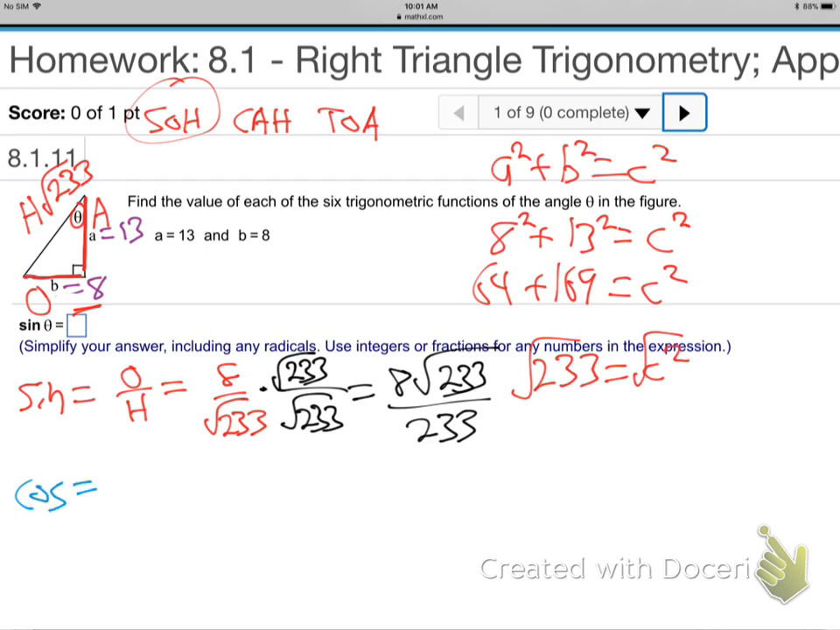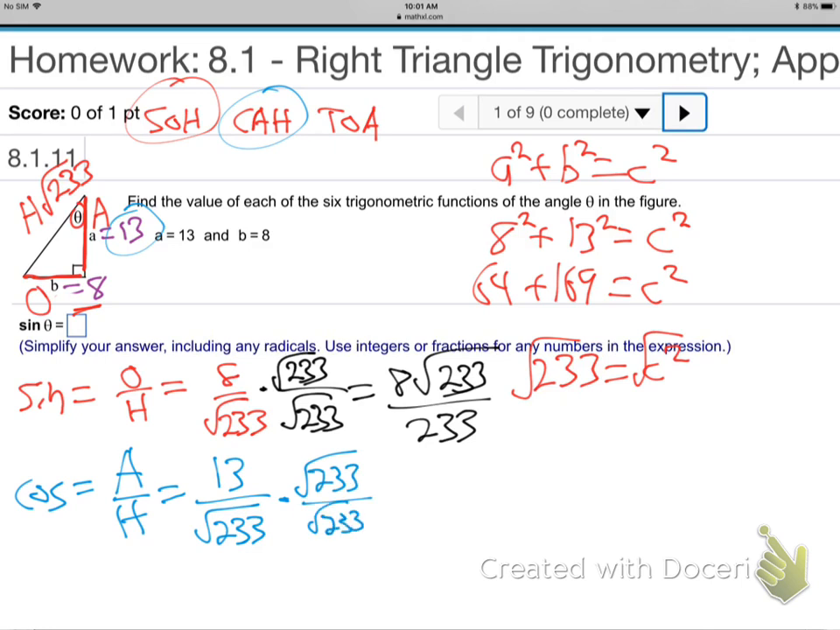Now we can find the cosine. What's the cosine? Adjacent over hypotenuse. So just grab the adjacent, 13 over the hypotenuse, root 233. Let me write it here first. Adjacent over hypotenuse. So 13 over root 233. And then can't have a root in the bottom, so multiply top and bottom by root 233. Get 13 root 233 over plain 233. Good for cosine.